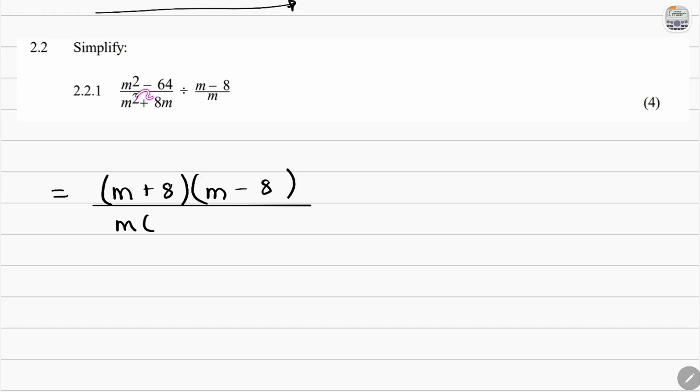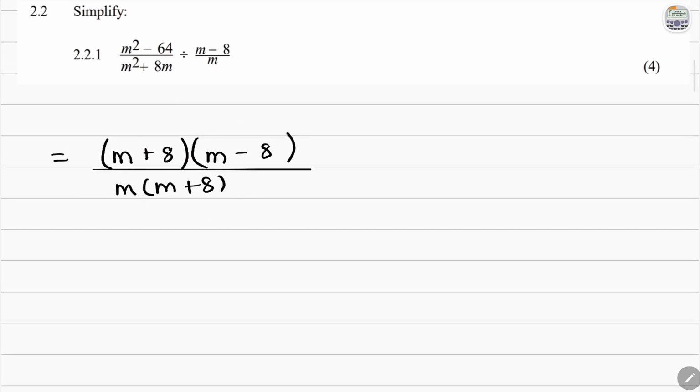And then what are you left with? You can simply say m squared divided by m, and you see what is left. It's just m. And then 8m divided by m, you're left with positive 8. Okay, so you see what's going to happen there.